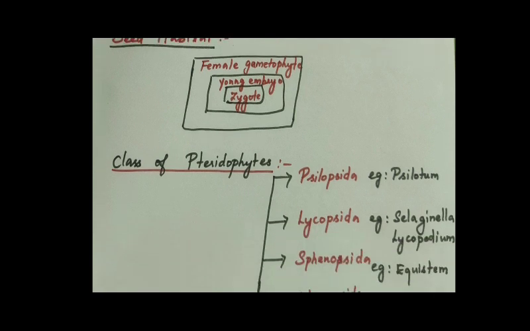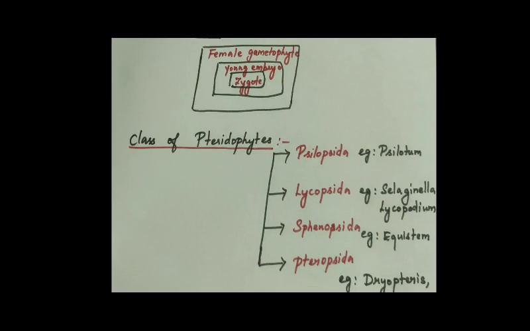Now we will see about classes of pteridophytes. In this chapter they have given 4 classes. First one is Psilopsida, and an example for Psilopsida is Psilotum. Next one is Lycopsida, and examples for that are Selaginella and Lycopodium.